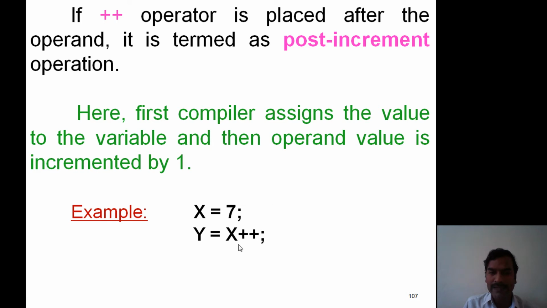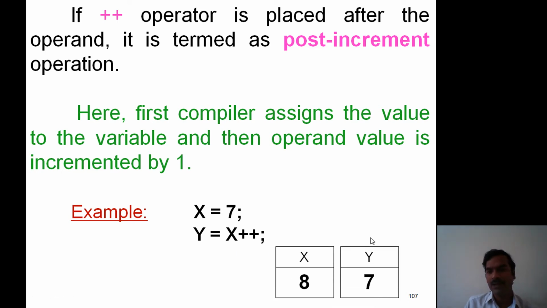Here this operator is applied on x. Hence x is incremented by 1. Now x equivalent to x plus 1. So 7 plus 1, it reaches to 8. Now when we print x and y values, now y value is 7 and x value is 8. Now this one, x value 8 and y value 7.